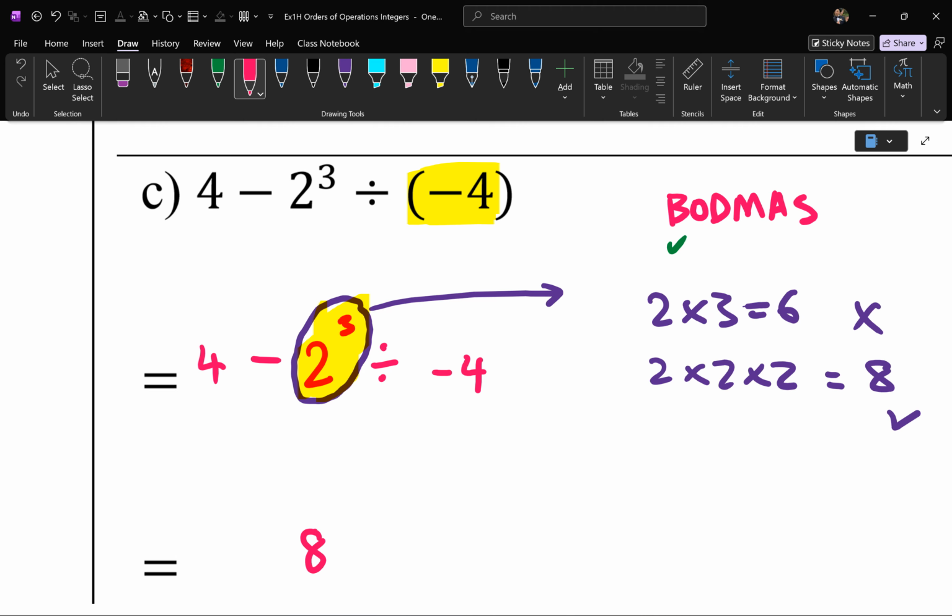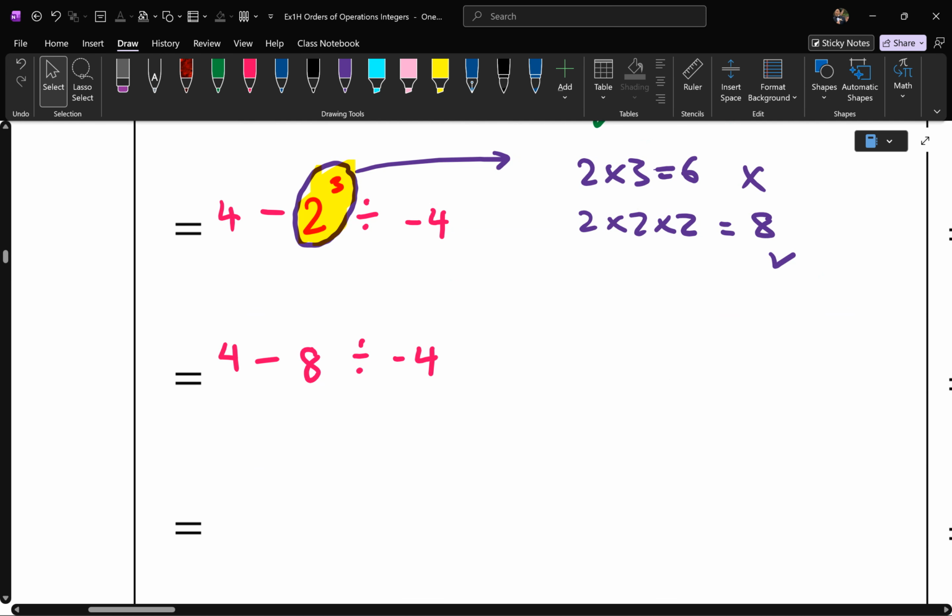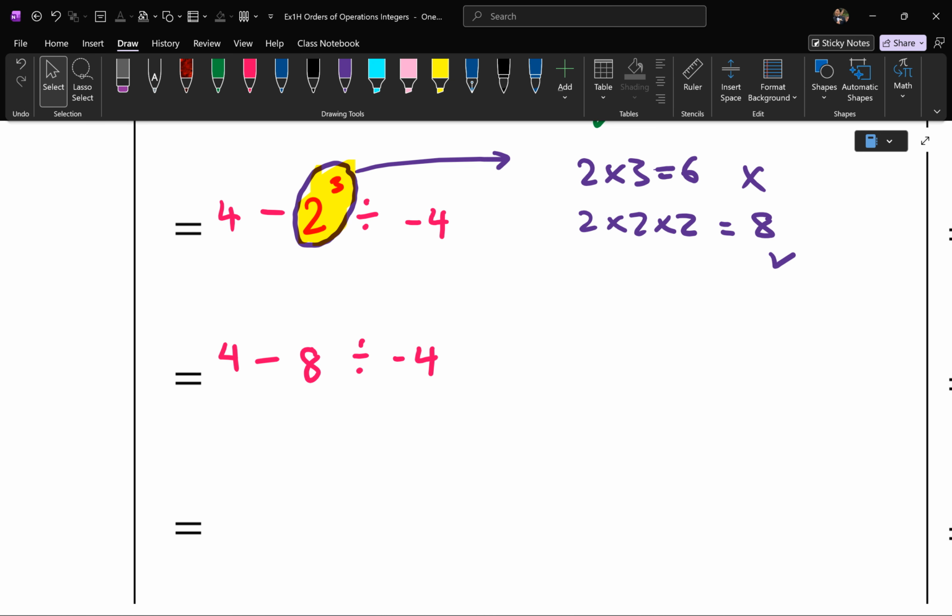I still keep the 4. I still keep my subtraction. I still keep my division. And I still have my -4. Okay? Then, according to BODMAS, so I've done brackets. There's no more powers. What's the next thing you can see? Yes, division. You got a division.